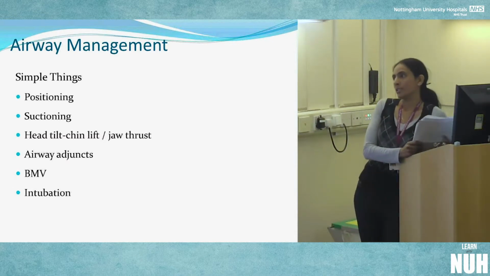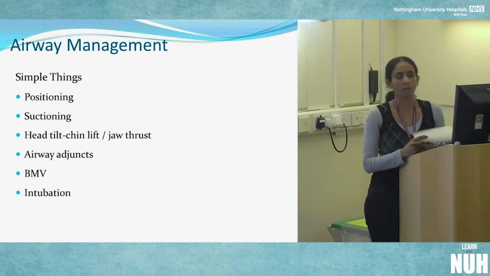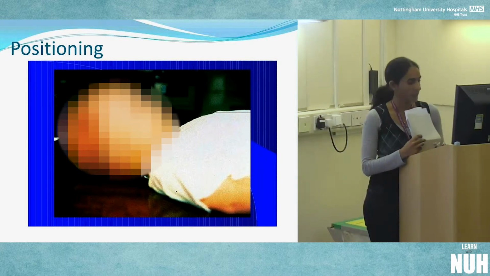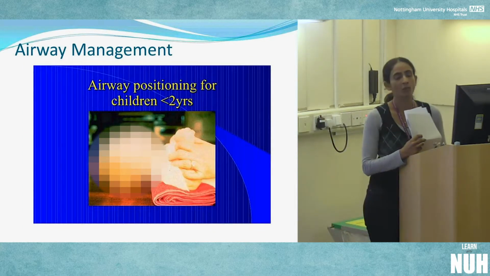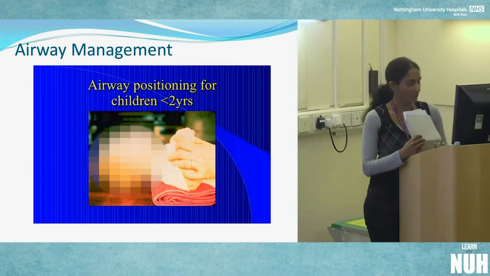So airway management. So simple things first. Positioning, as we mentioned earlier, can be really important because, as you can see, a little child lying flat like that, and that's what happens. And just placing a roll under the shoulders just improves the airway significantly.